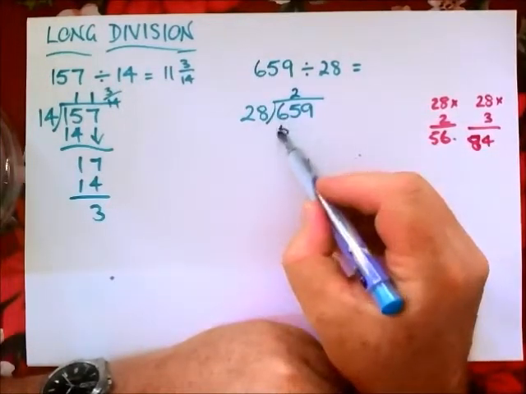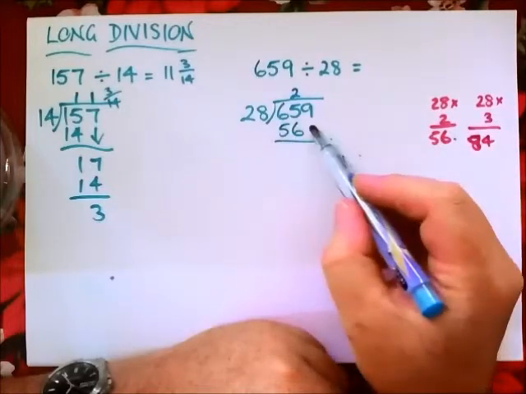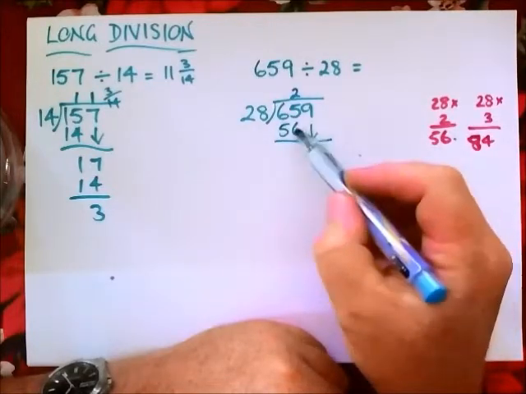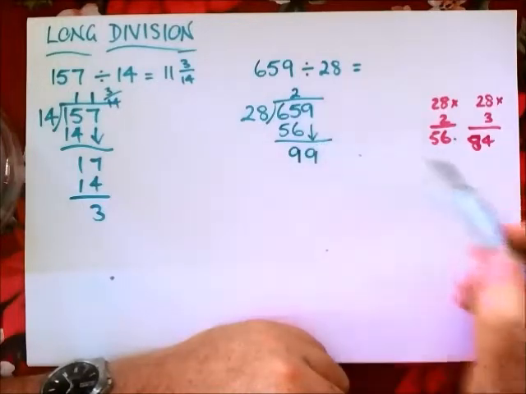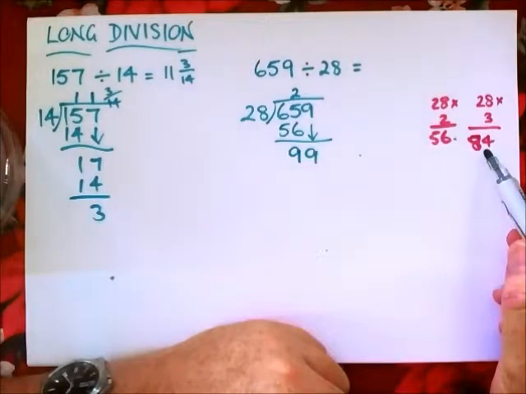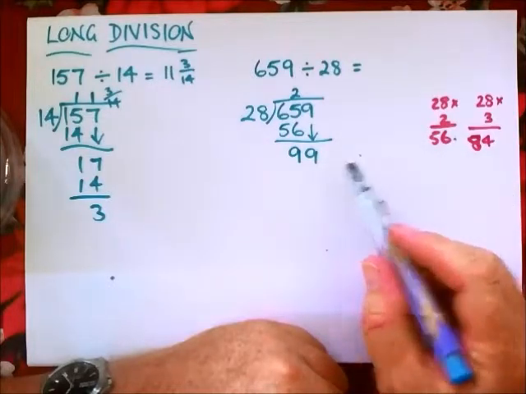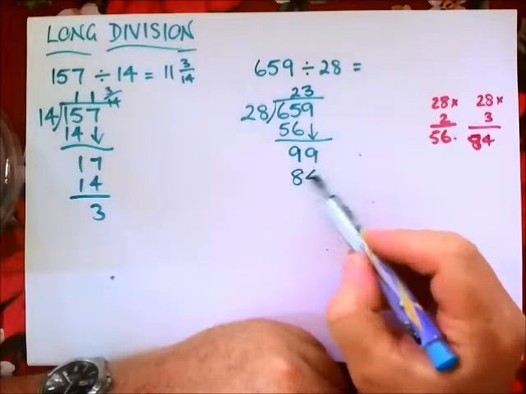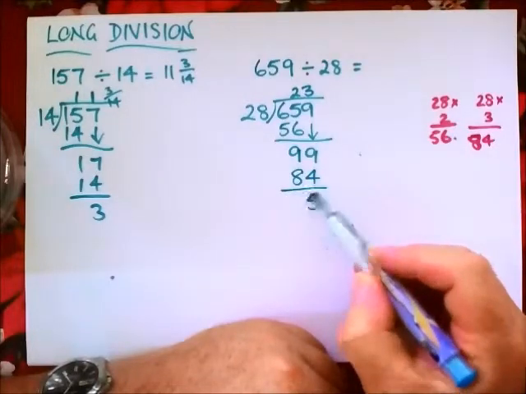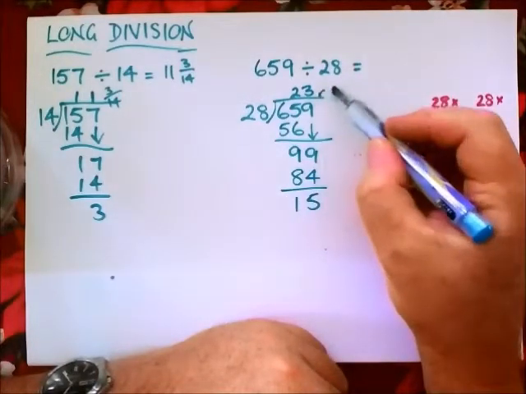And over to the side there, 2 28s is 56. So let's find what's left over. 1, borrow, 9, and the 9 I bring down. 99 is left over. Now look over there, 28 times 3 was 84. So I don't have to do any more working out. I know it will go 3 times into 99, and the remainder is 15.